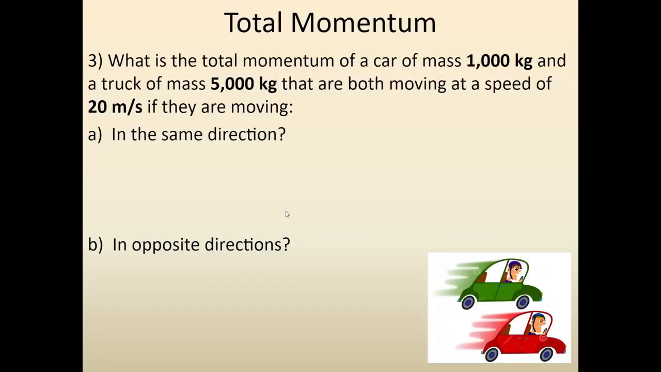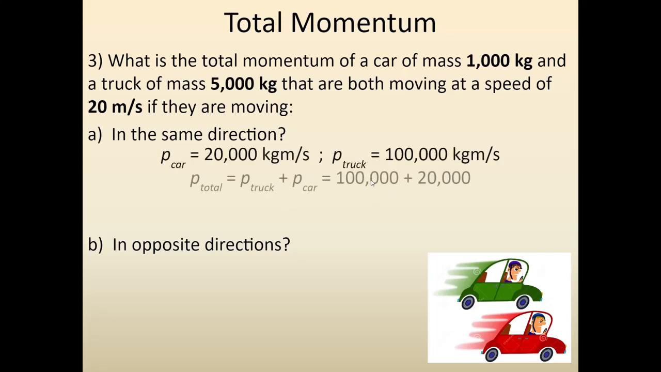All right, so here's the next question. Pause the video, work it out, and we'll go over it in a second. All right, so again, we have pretty much the same problem as we did before. We know what their momentums are. Now the question is, what would the total momentum be if they're moving in the same direction versus opposite directions? If they're moving in the same direction, we literally just take these two numbers and add them together, and we get that the total momentum is 120,000 kilogram meters per second. And if they're moving in opposite directions, we subtract them.